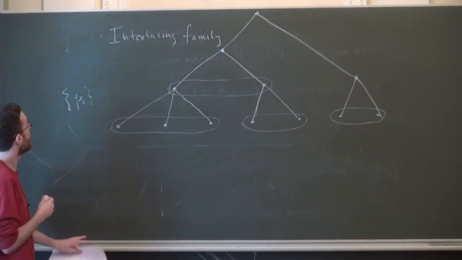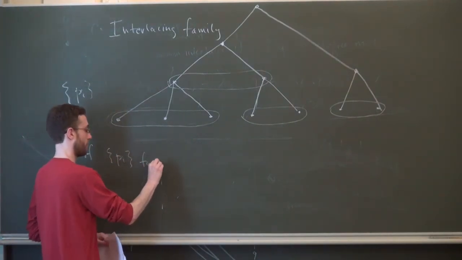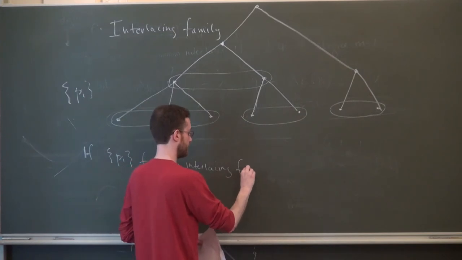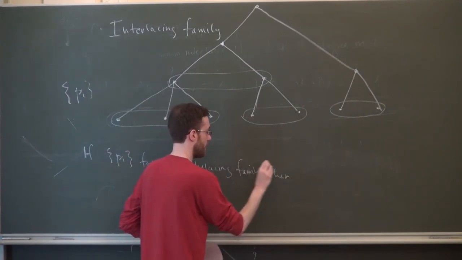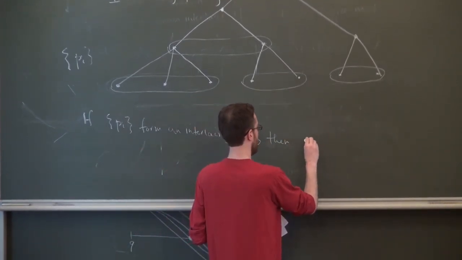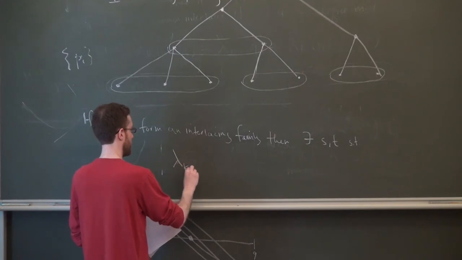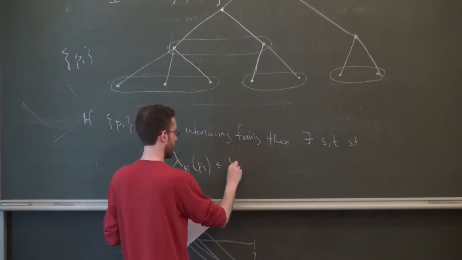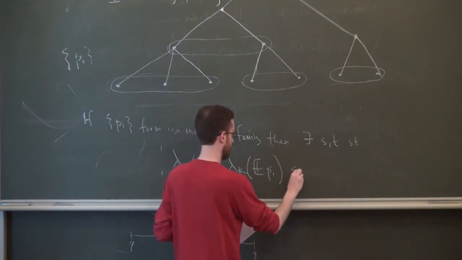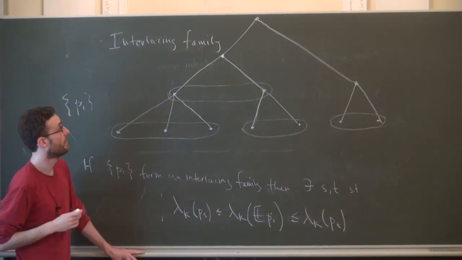Okay? And the idea is that if the collection of PI forms an interlacing family, then the conclusion that we had before is true. So then there exists an S and a T such that lambda k of ps is less than or equal to lambda k of the expected value of the pi, is less than or equal to lambda k of the pt. And the proof is very simple.